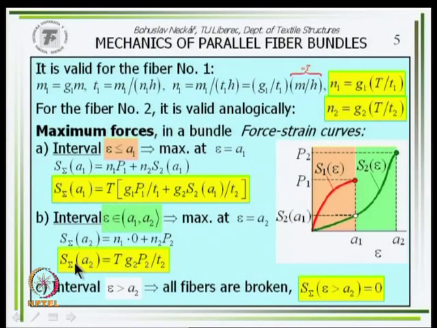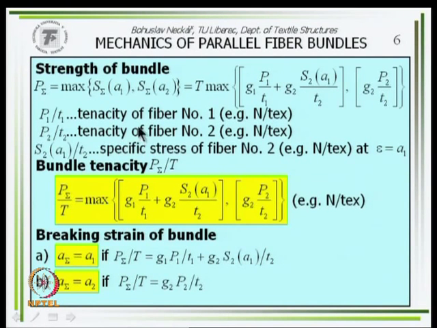Now, let's solve the problem. What is the strength of the bundle? We said that strength is the maximum force. It must be one of our earlier two forces. It can be this one or this one. Maybe this, in the moment nobody knows. So we must write that the strength of the bundle is the maximum of two values, S sigma A1 and S sigma A2, which were derived. Using the expressions derived, we can write that the strength of the bundle is T, because T we can put before brackets and before the operator of maximum, T times the maximum of these two expressions.